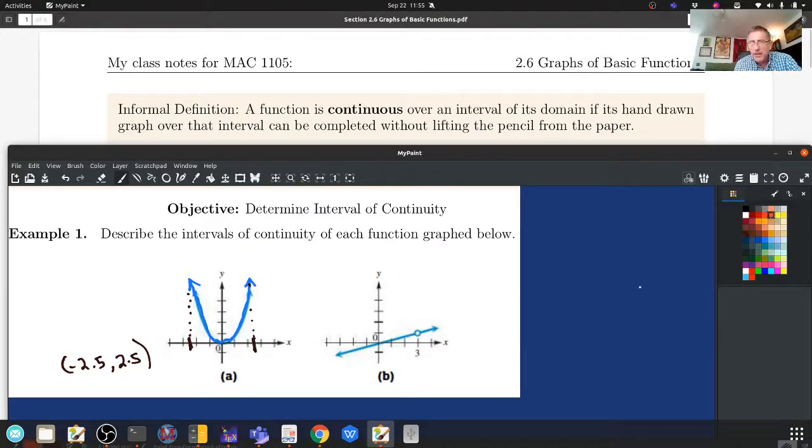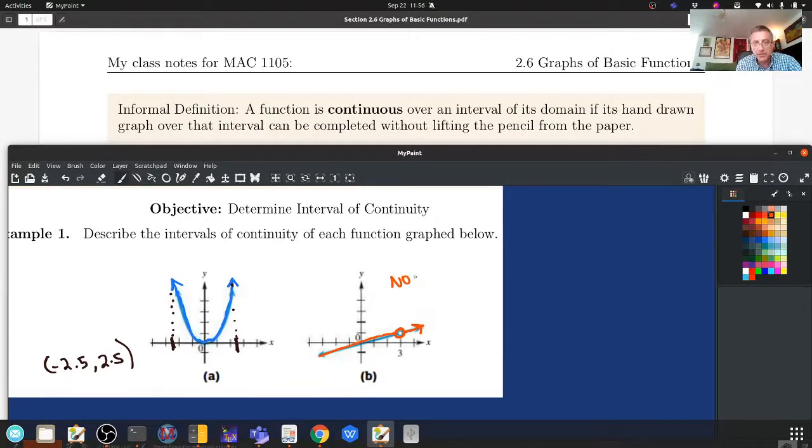On the other hand, over here, if you notice, I can't actually do that with this line. This hole right here, which I'm exaggerating, means there's a point there with no part of the graph. So in order to graph it, I have to lift my pencil off the paper. So this is not continuous.